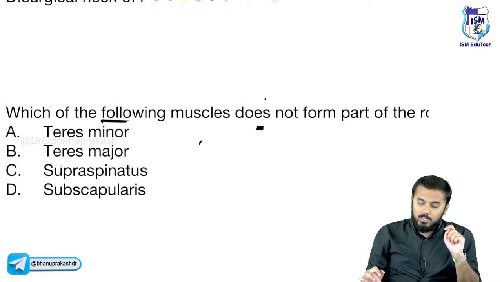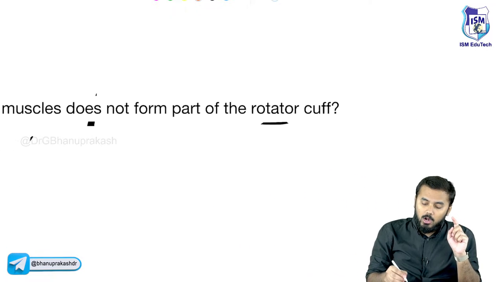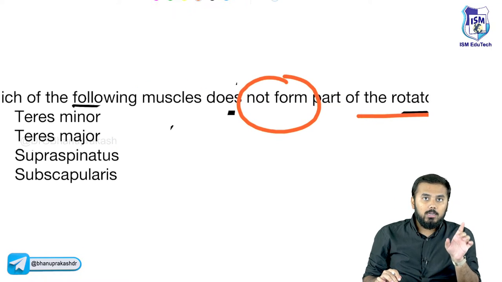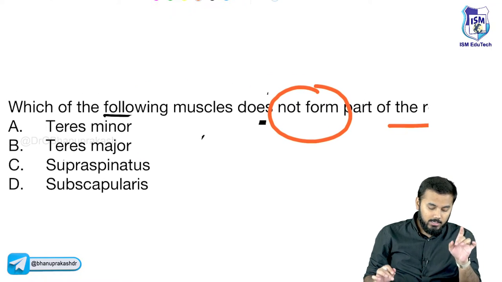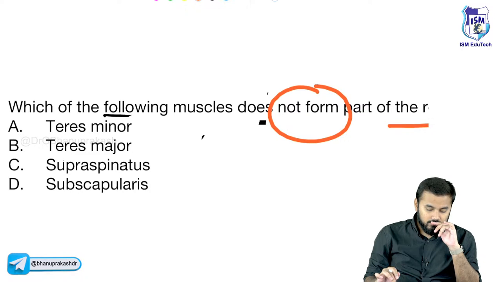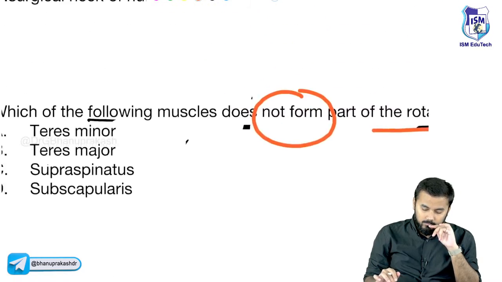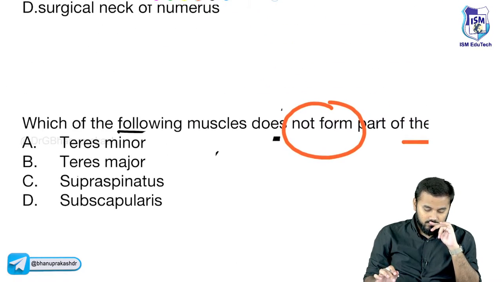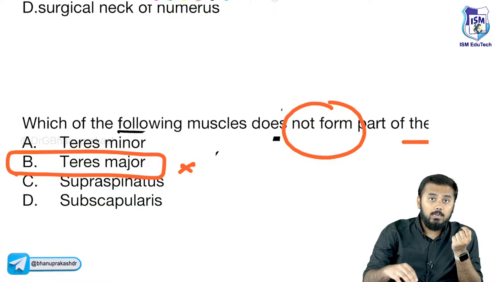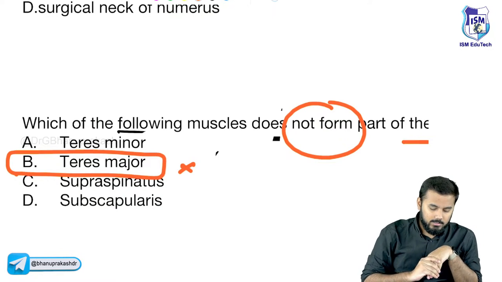Very good. Which of the following muscles does not form part of the rotator cuff? Which are not a part of the rotator cuff, he is asking. Batao jaldi. Very good. Teres major is not a part of the rotator cuff. Baki sab, they are the parts of the rotator cuff muscles. Right?